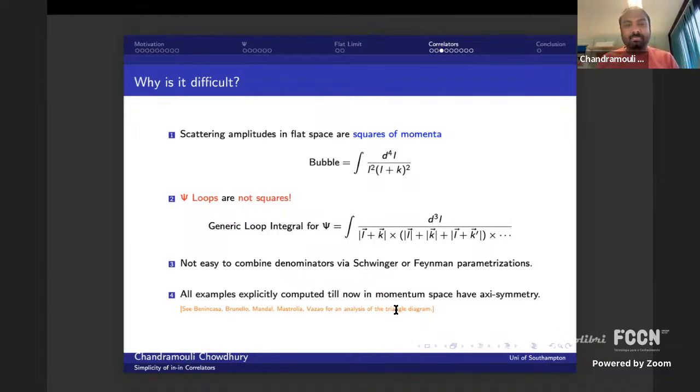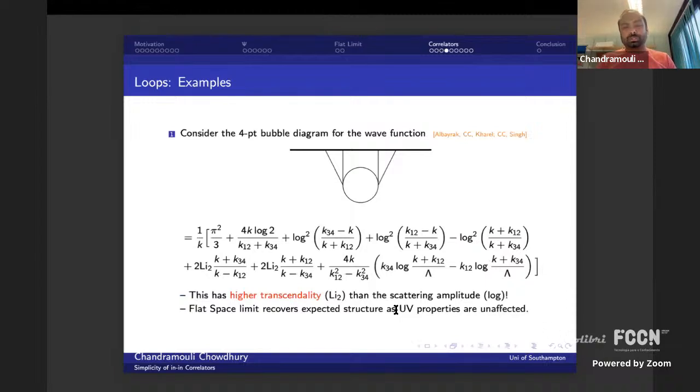Okay. Good. So let me give you one of the only examples that's perhaps known to us, which is the example of a bubble diagram for the wave function. Say a diagram of this kind in phi-4 theory. It has the following long expression. Now, most of the long expression is not important, but the only thing to focus on is that it has dilogarithms. As you know, dilogarithms are roughly one integral of a log.